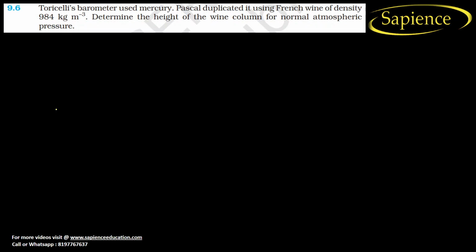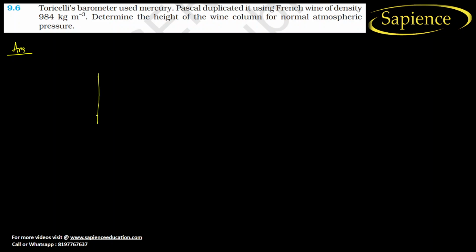Now let us see question number 9.6, Torricelli's barometer used mercury. Okay, let us understand the question. A Torricelli barometer used mercury and Pascal duplicated it using a French wine of density 984 kg per meter cube. Determine the height of the wine column for the normal atmospheric pressure.